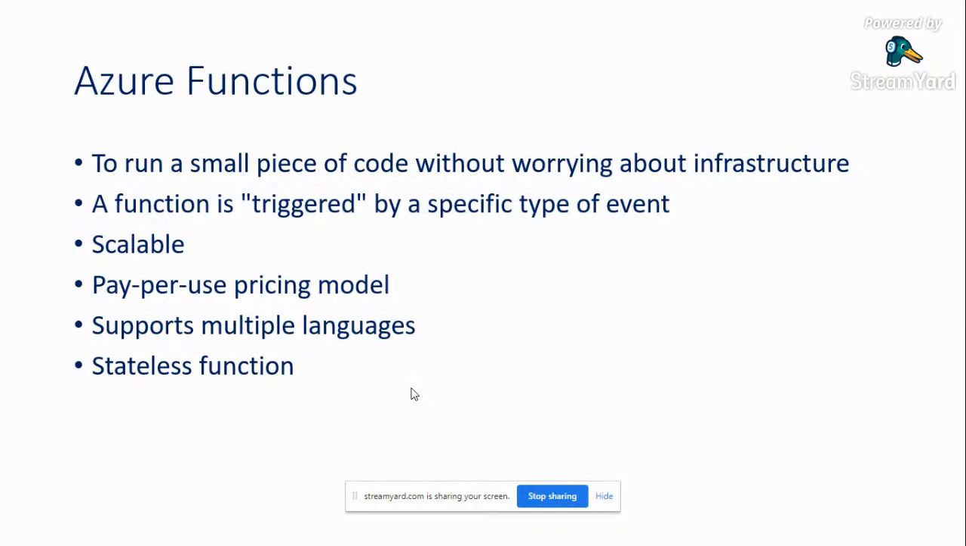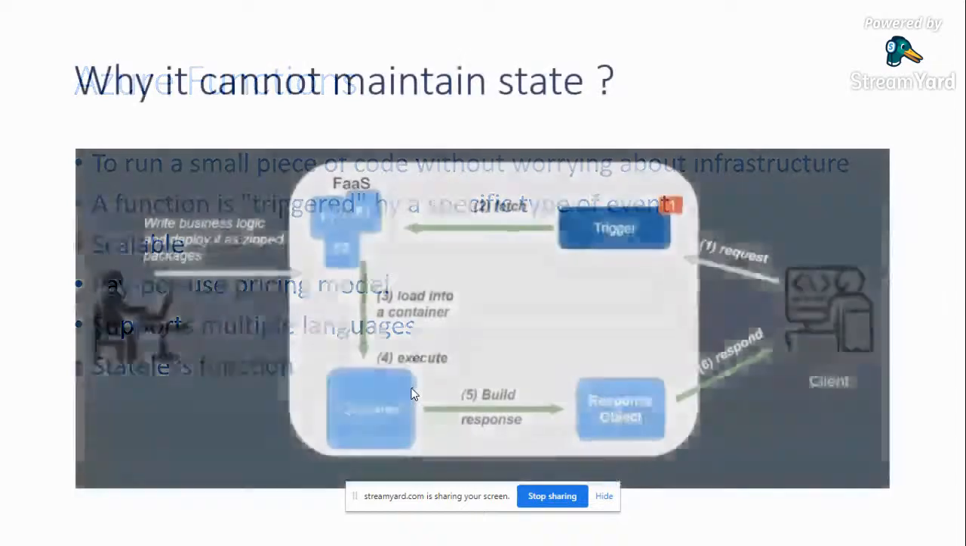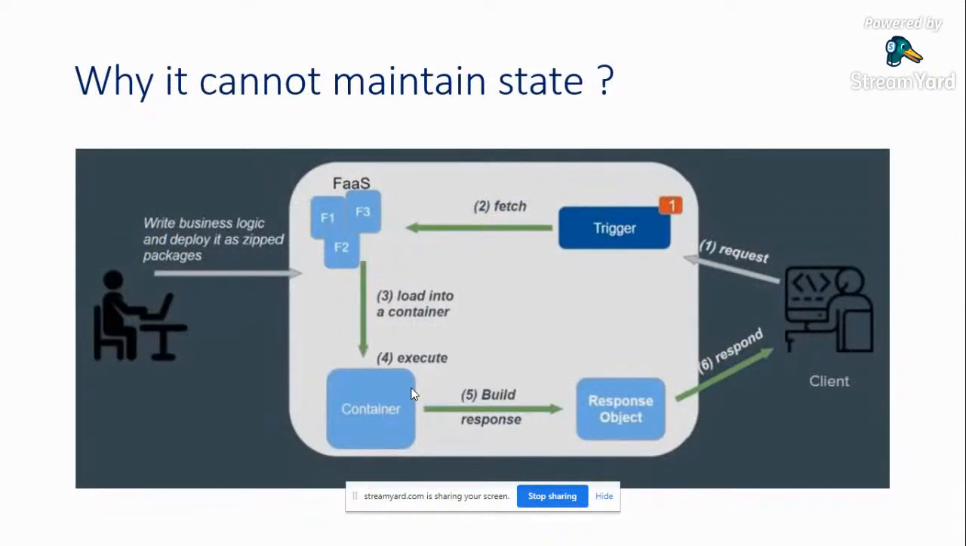So we have Azure functions that are doing all the things. Then why do we need to go for durable functions? That is the question that we will get, right? So we'll see why Azure functions cannot maintain state in a pictorial format, so that you people can understand even better than what I tell in theory.